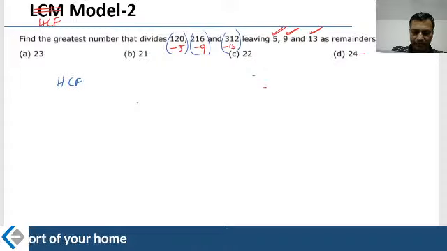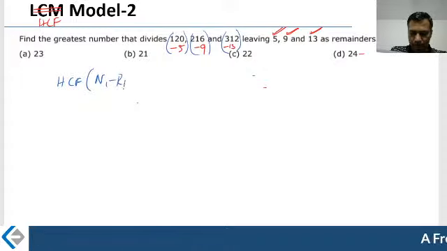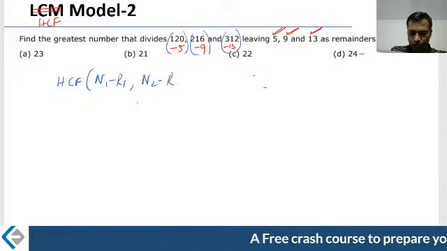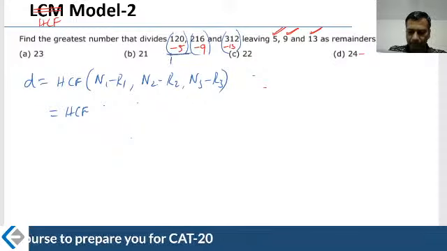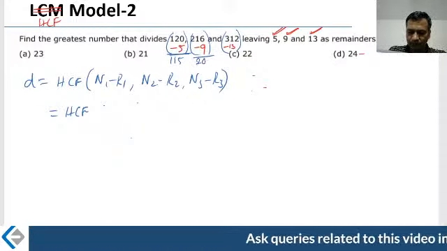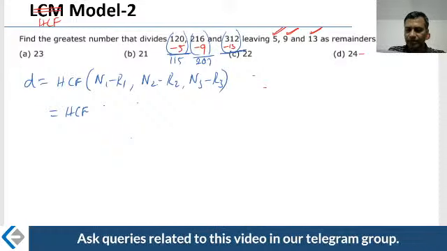Technically, I have to find the HCF of number 1 minus R1, number 2 minus R2, number 3 minus R3. This is what I would technically be doing to get the greatest divisor. Okay, let's do this example just to illustrate. The first number here is 115, the next number is 207, and for the third number I'm subtracting here, friends, 312 minus 13, which is 299. Good. Therefore, you are saying the HCF of 115, 207, 299.